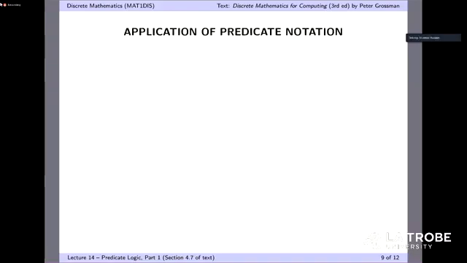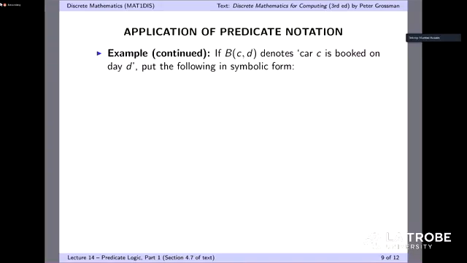Let's look at examples. If B(C, D) denotes car C is booked on day D, put the following in symbolic form. Cars C1 and C2 are booked on October 4. How are you going to do that? Now there are two cars booked on one day.